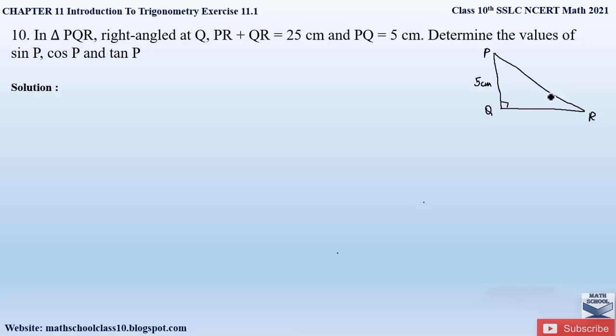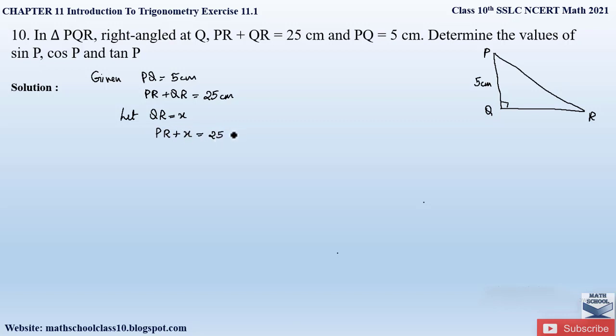So first of all, let us determine the values of QR and PR. So write down given: PQ equal to 5 centimeters, PR plus QR is equal to 25 centimeters. So here let us assume the value of QR to be X. Let QR is equal to X. Now substituting in this equation we will get PR plus X is equal to 25.